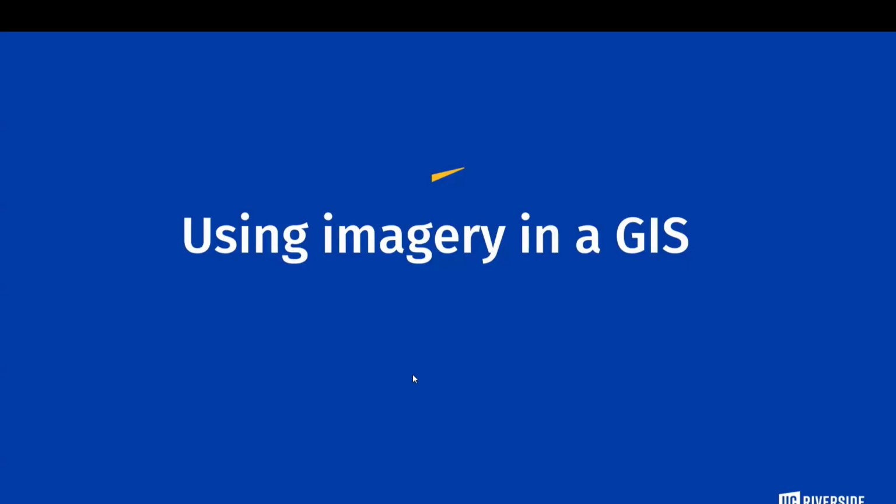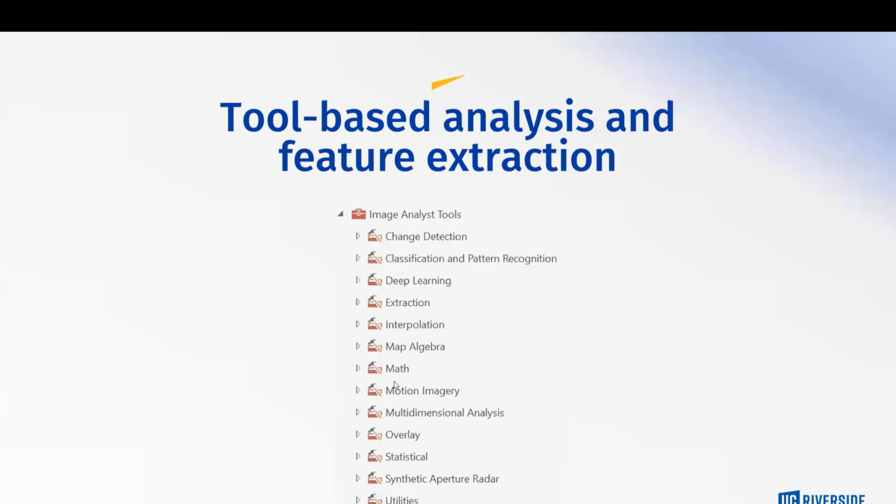Okay, so finally we're getting down to how would we go about using imagery in a GIS? And again, I have it broken into two categories. The first category, like I mentioned before, is using tools to analyze and extract features. This screenshot is of the toolbox in ArcGIS Pro that allows you to use the tools that they have already created. So you can see some of the categories that we'll be talking about in the slides ahead. Change detection, we have deep learning, we have things like map algebra and math and statistics. Remember, those values associated with rasters make this kind of thing possible.